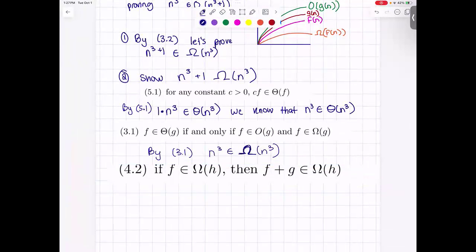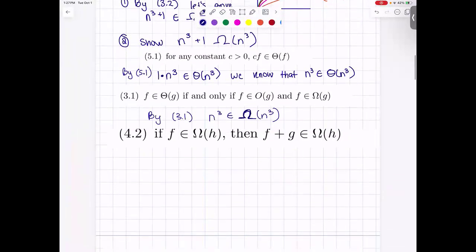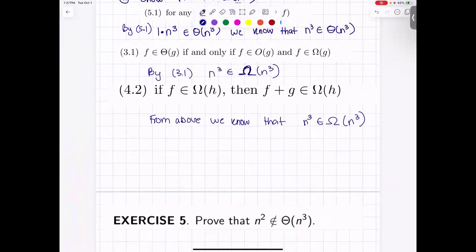What we can say about this one here is that using 4.2, from above, we know that n cubed is in big omega of n cubed, right? That we already know. We can use this to show that n cubed plus 1 is in big omega of n cubed. Now, again, a reminder of what that means for the graph.